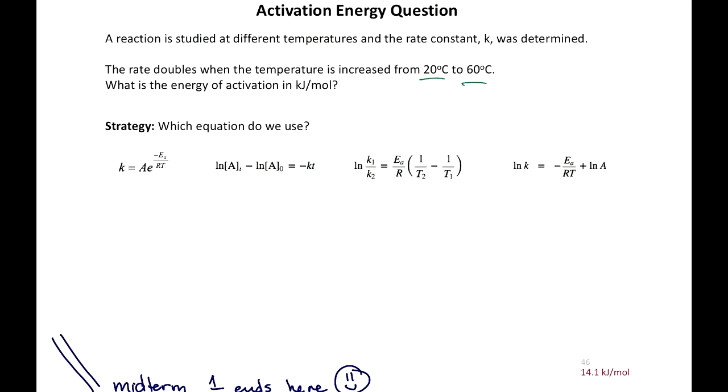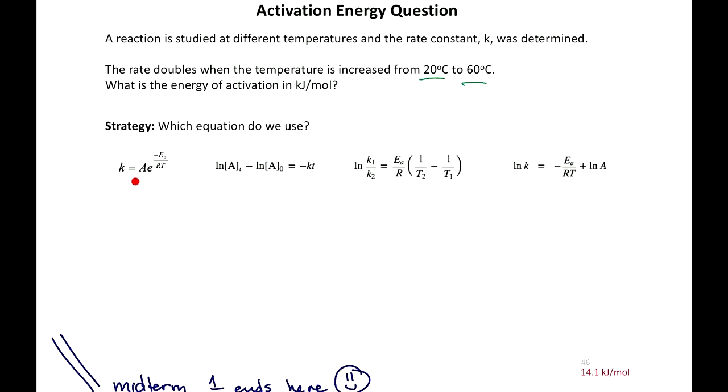So I showed you a bunch of equations with activation energy in it, so we need to make sure we choose the right one. And so this is your strategy. I give you 2 temperatures, don't I? So don't we want an equation with 2 temperatures? And we want an equation with activation energy, but technically, most of these equations have activation energy in it, but we just need to make sure we choose the right one.